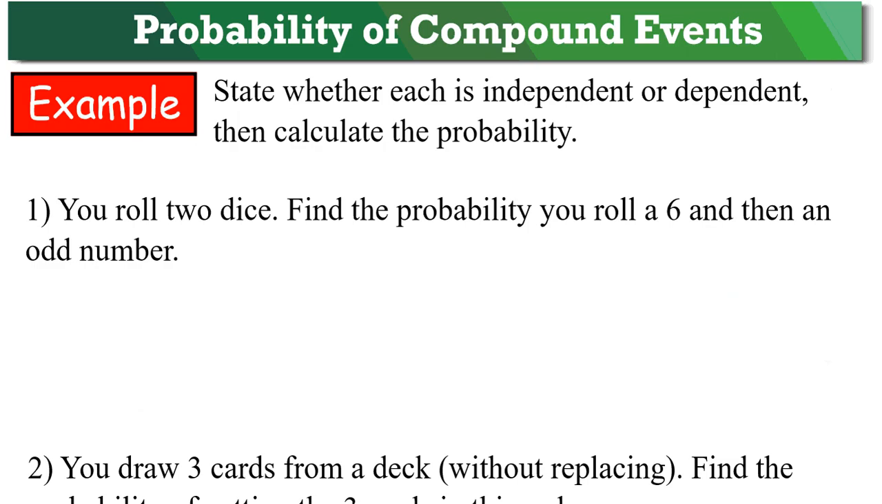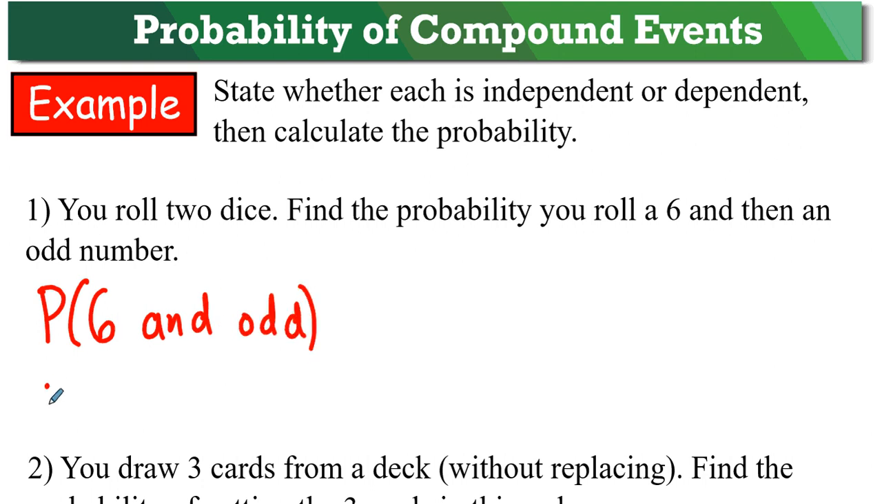So let's try some examples. State whether each is independent or dependent, and then calculate the probability. Let's say I roll 2 dice. What's the likelihood that I roll a 6 on the first one and then an odd number on the second? So probability of a 6 and an odd. These two events are independent. What happens with one dice is not going to affect the other.